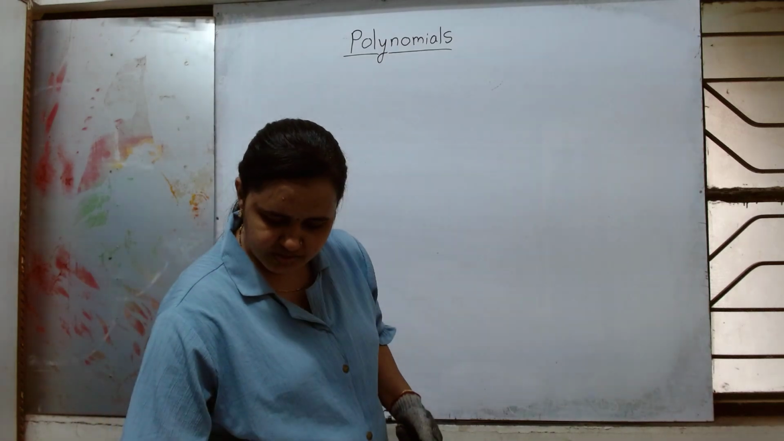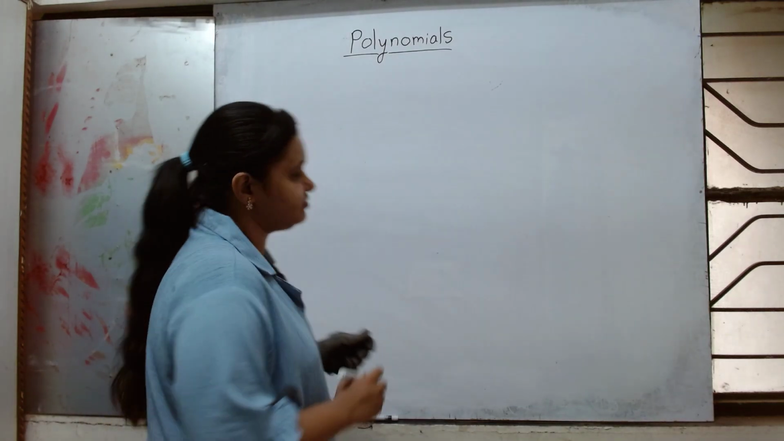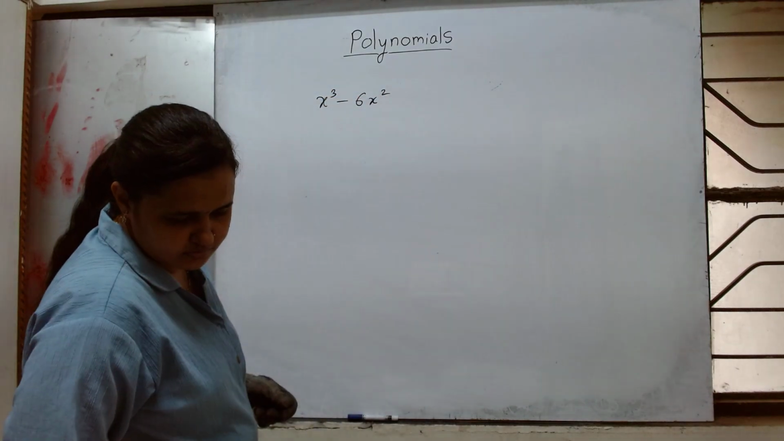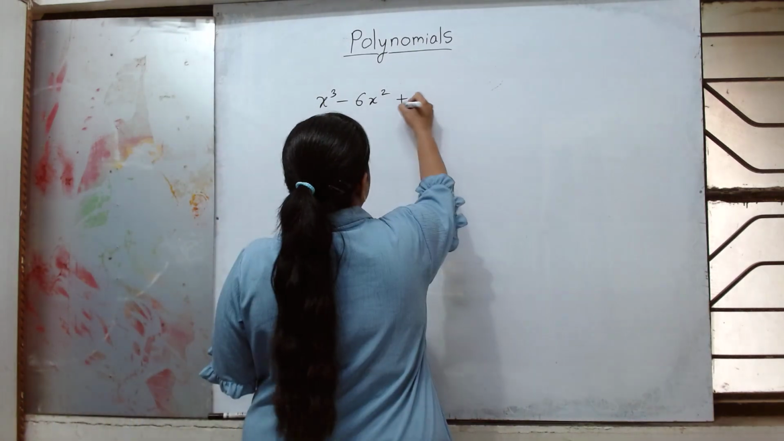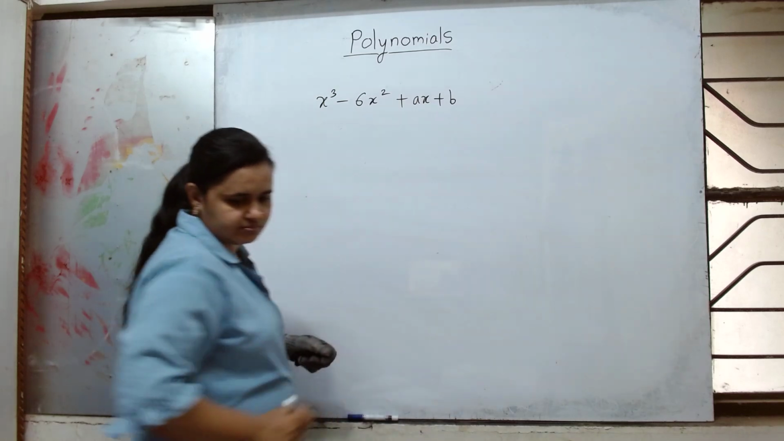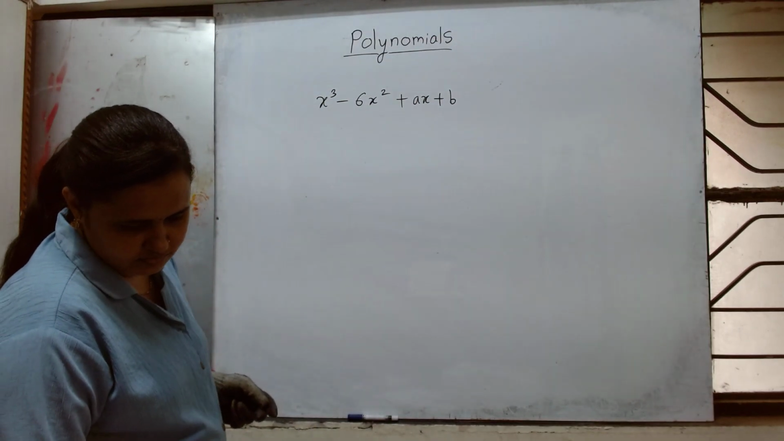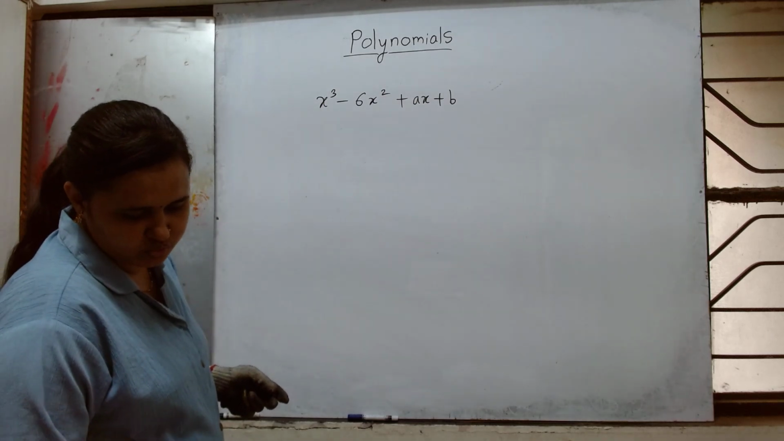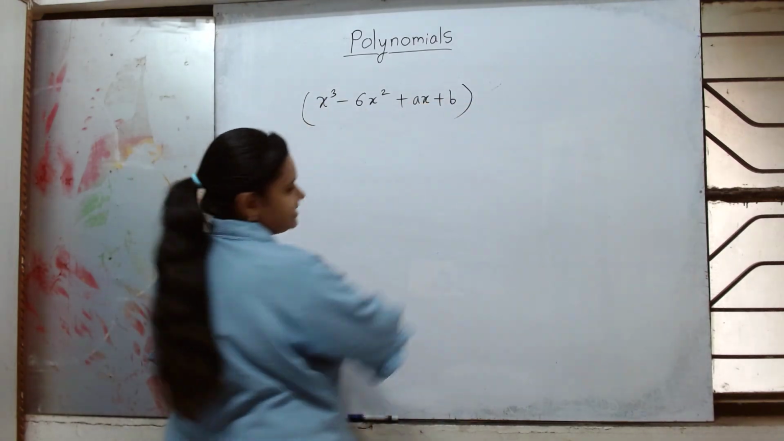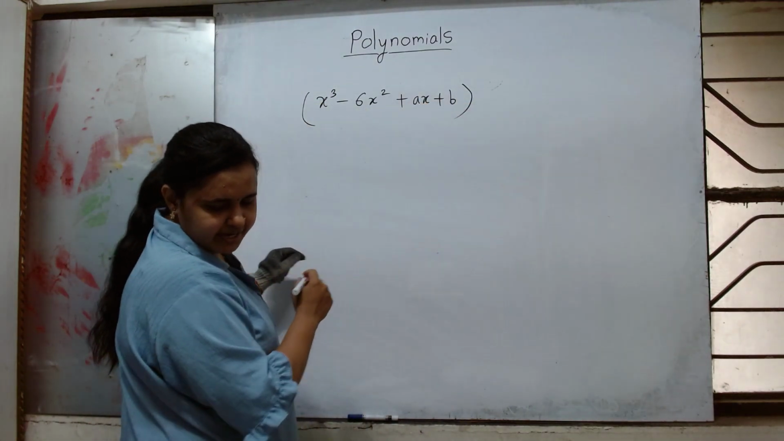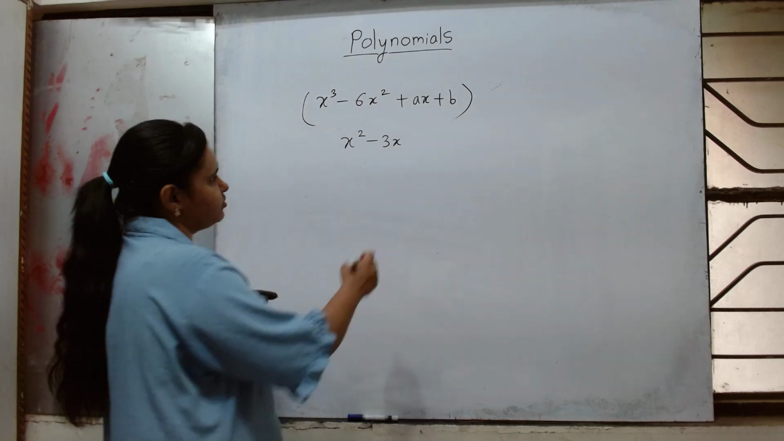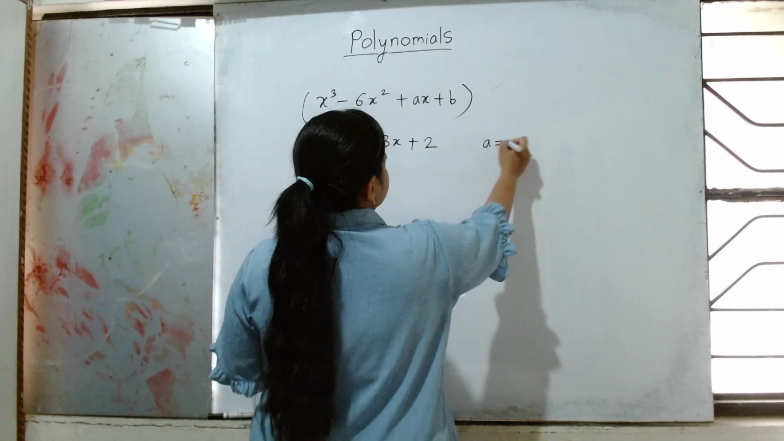Now we can see D. If x cube minus 6x square plus ax plus b is exactly divisible by x square minus 3x plus 2, and the value of a is asked.